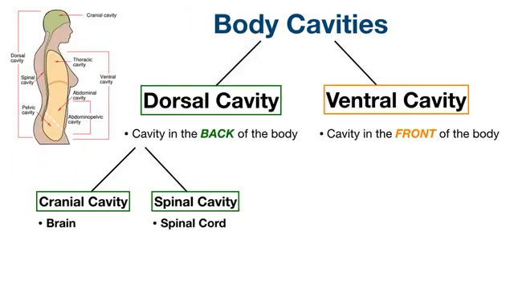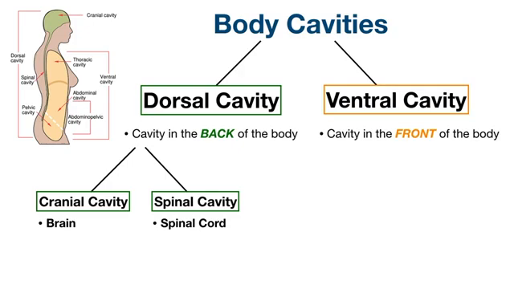We now know the cranial cavity and spinal cavity make up the dorsal cavity. The cranial cavity contains the brain, and the spinal cavity contains the spinal cord. In other words, the dorsal cavity houses the central nervous system because we know the central nervous system is made up of the brain and spinal cord. Now let's move on to the ventral cavity.